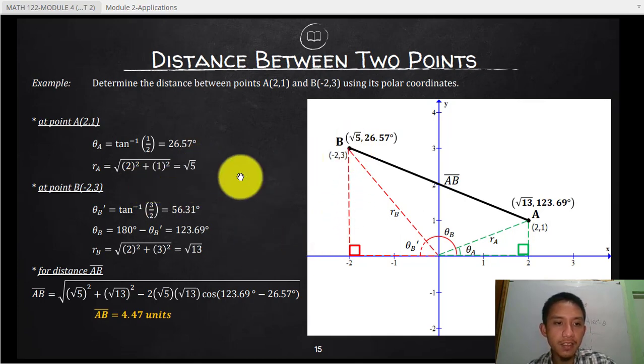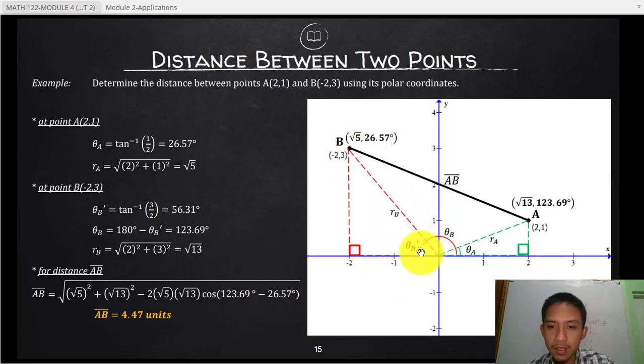How about your point B? You are given negative 2, 3. Okay, again, create your right triangle. In the first place, this is my theta. This is the theta of my right triangle. But the theta sub B that we need in your polar coordinates should always be coming from the positive horizontal. So that is this solid line or the solid arc. That is your theta sub B, and the line connecting the origin to that point is your RB.